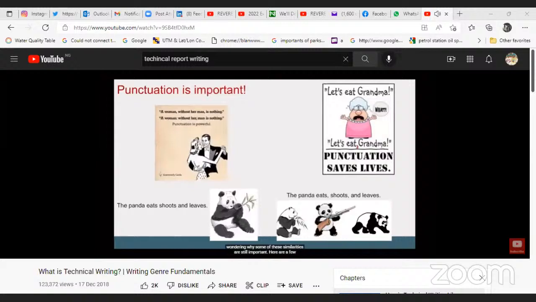You may be wondering why some of these similarities are still important. Here are a few examples of how just a simple punctuation mistake or ambiguity can completely change the meaning of the sentence. We don't want to eat grandma, we just want to tell grandma that it's time to eat. You may see these other examples as well. Without commas, if you say the panda eats shoots and leaves, you're talking about a panda bear who is eating shoots and leaves from a bamboo stalk. But if you add commas, you're actually talking about a panda who is not just eating bamboo, but is also shooting something and leaving the scene of the crime.